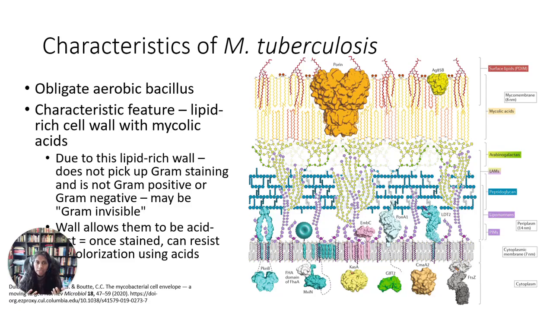So this mycolic acid-rich wall allows it to be acid fast, so it is stained, and then when using acid to decolorize it, it actually retains the stain and is a different color than the surrounding tissue.